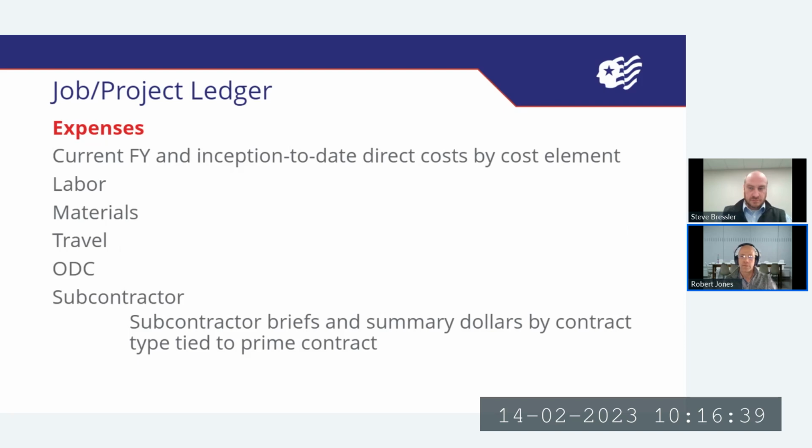Continuing on with the job project ledger, the second half of that is around your expenses or your costs. We need a couple of things here. We need the current fiscal year and inception to date direct costs by cost element. In the incurred cost proposal, our current fiscal year costs are going to come from Schedule H in the current year, right? That's what we're calculating in the incurred cost proposal.